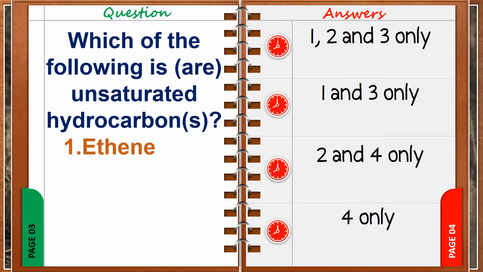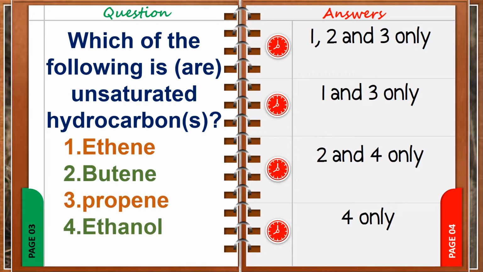Which of the following is or are unsaturated hydrocarbons? 1. Ethene. 2. Butene. 3. Propene. 4. Ethanol. One, 2, and 3, which is ethene, butene, and propene.